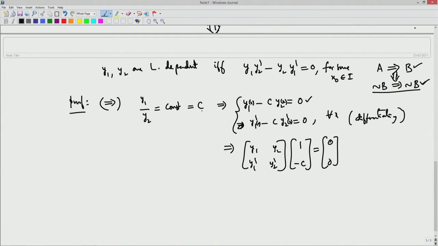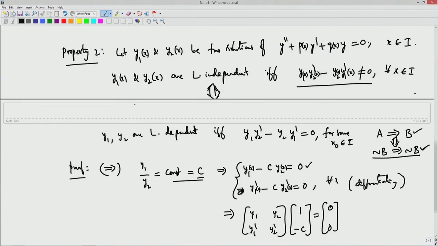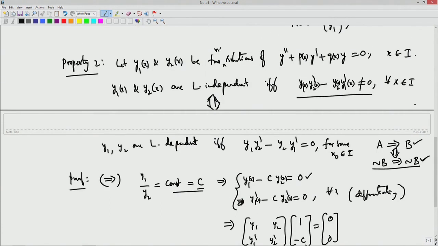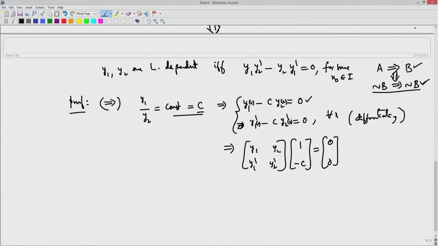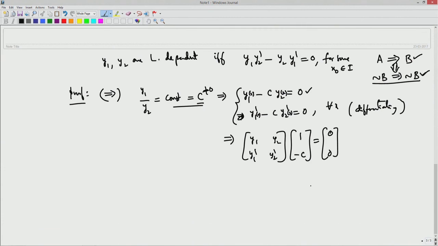I know that c is a constant and they are linearly dependent, and you are given that they are two non-zero solutions. If there are two non-zero solutions, this constant should be non-zero. So you have 1 minus c, a non-zero solution for a system Ax equal to 0. When do you have a non-zero solution for this system? That means the determinant of A has to be 0. When x is non-zero, satisfying this implies modulus of A has to be 0.